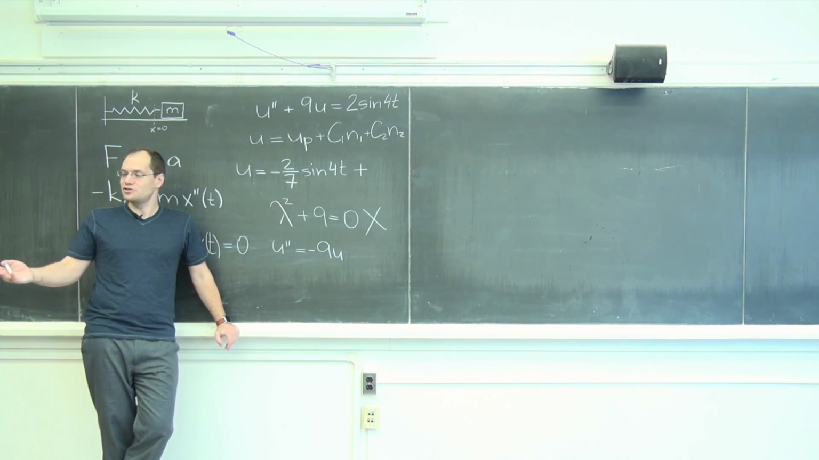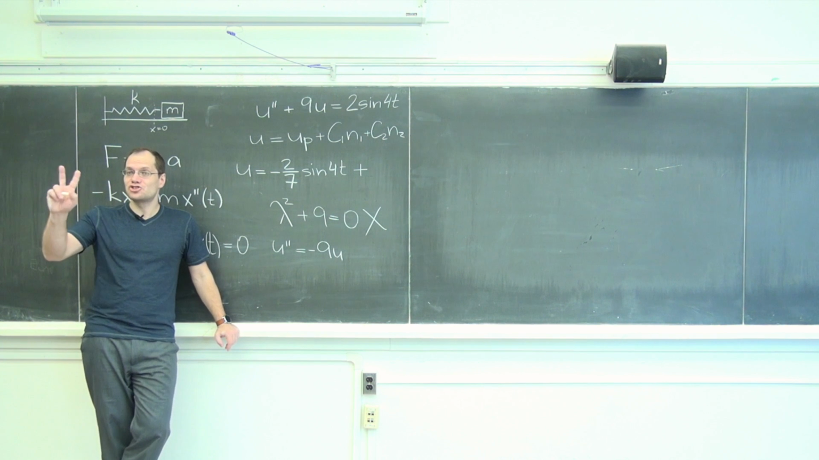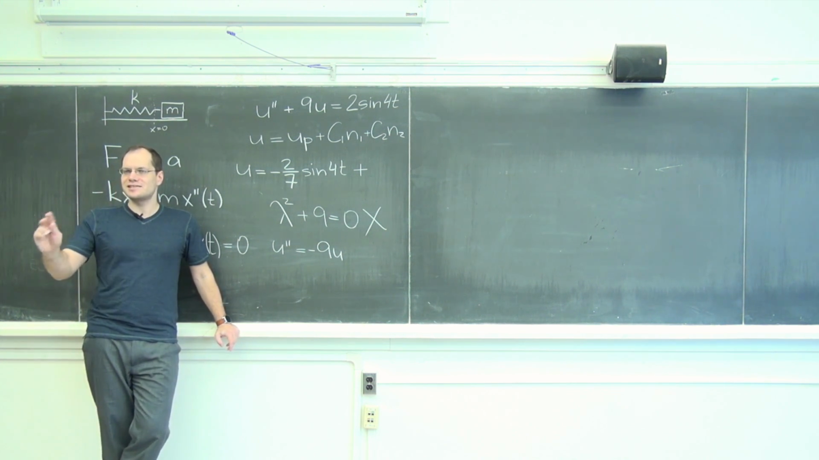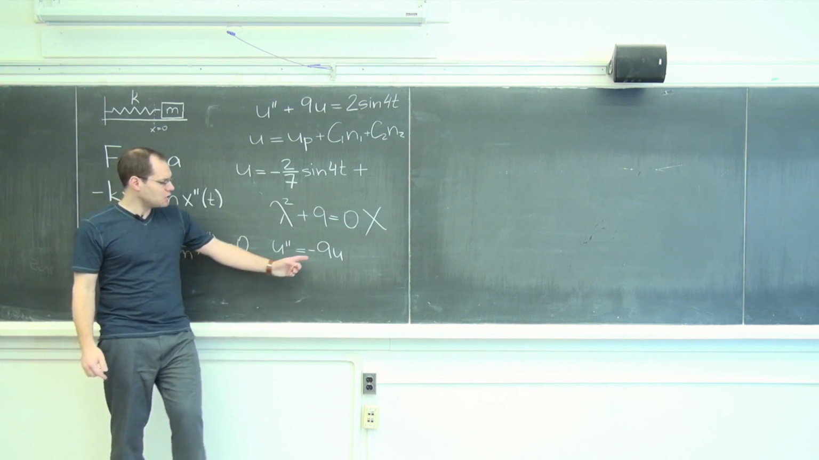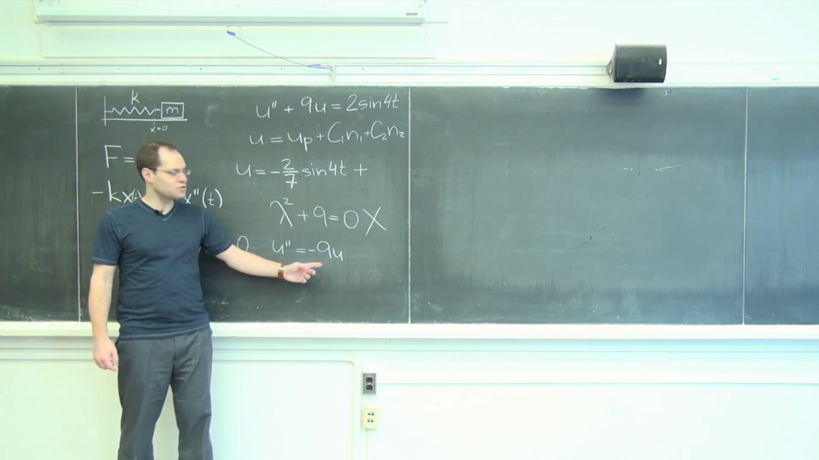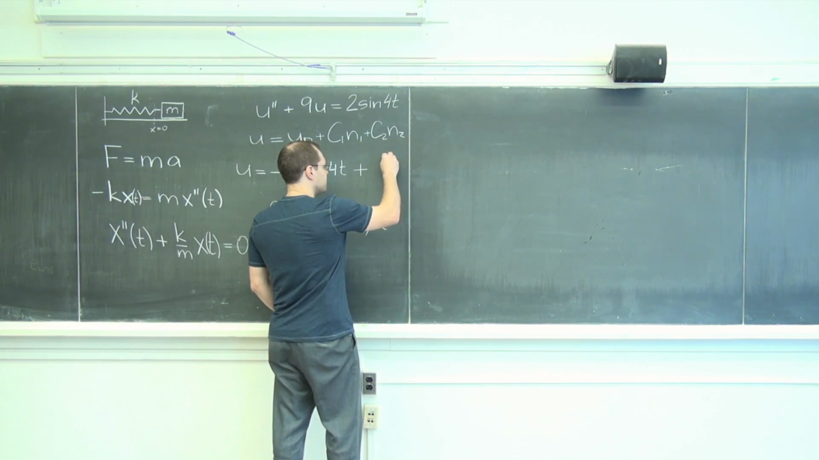Sines and cosines, you're used to that, right? Hey, 2, we just got 2 functions. That's good, that's exactly how many we're looking for. And what does this 9 do? It just makes it 3t. So it's cosine of 3t.